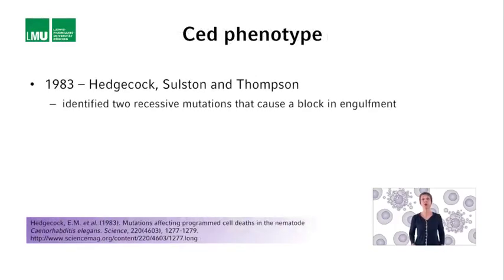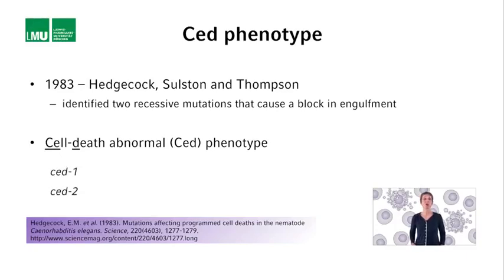Fortunately, a few years earlier, in 1983, Hedgecock, Sulston, and Thomson at the MRC LMB in Cambridge, UK, had identified two recessive mutations that cause a block in the engulfment of the 131 cells that die. They called the phenotype that these two mutations cause cell death abnormal, or Ced phenotype. And they named the genes that these two mutations define ced-1 and ced-2, the first and second gene identified in C. elegans that can mutate to cause a cell death abnormal phenotype.